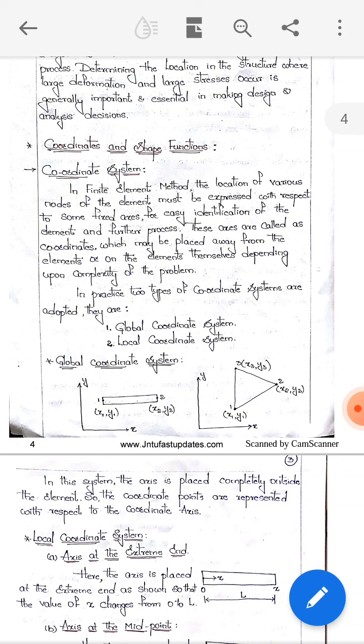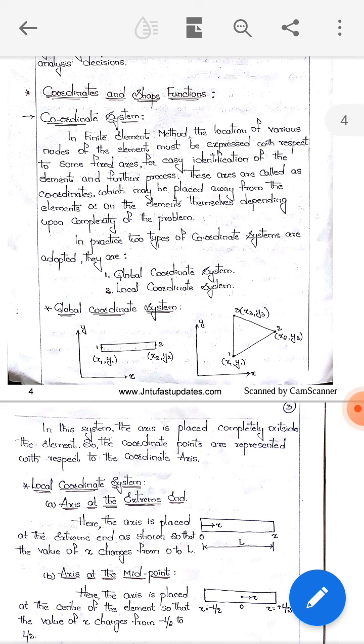We have global coordinate systems and local coordinate systems to define an element. To define an element in space, the location of an element will be referring to some axis. There must be some origin point. To refer to an element, there must be a thorough reference. We call that a coordinate system.